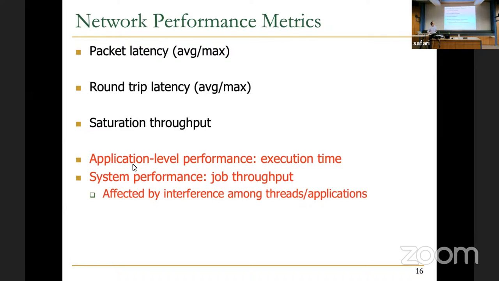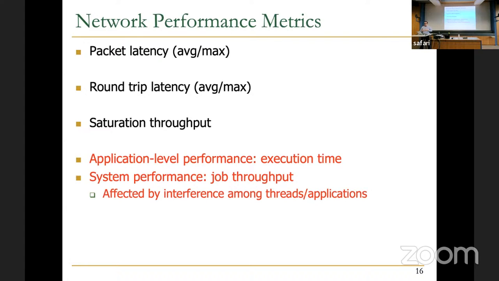But as we discussed, these metrics are also interesting. But again, just like the workloads, these metrics don't really get to the heart of what you're trying to optimize, right? In the end, what you're really trying to optimize is application-level performance, which is the execution time of an application, or some system performance, which consists of many applications, which is job throughput. And this is clearly affected by the interference, as we have discussed in earlier lectures, right, when we talked about memory controllers. So keep in mind that these are the really important things. These can give you some indications of how your network is performing and potentially how that could affect your applications, but these cannot replace the application-level performance metrics.